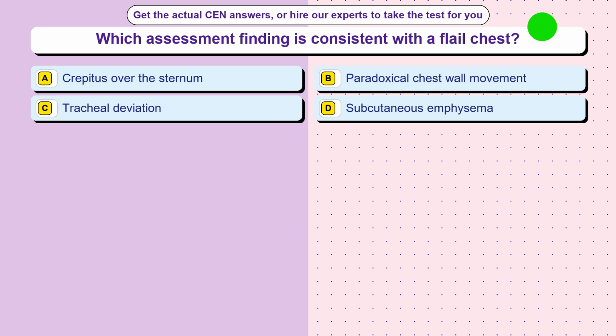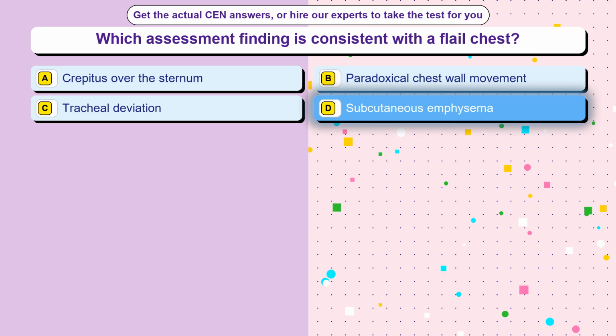Question 29. Which assessment finding is consistent with a flail chest? Option A, crepitus over the sternum. Option B, paradoxical chest wall movement. Option C, tracheal deviation. Option D, subcutaneous emphysema.